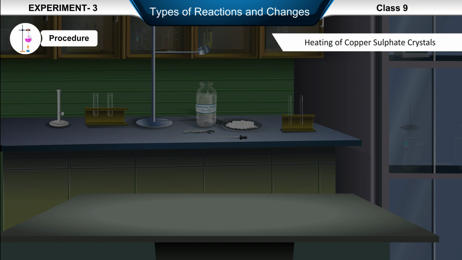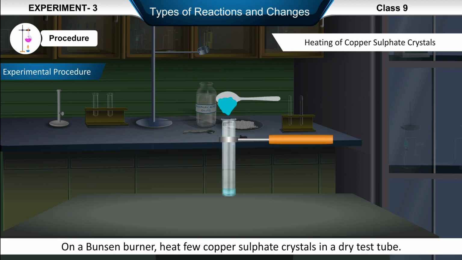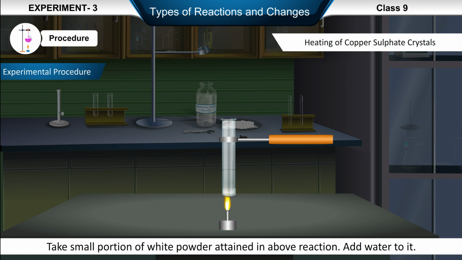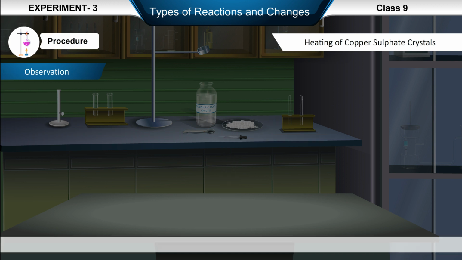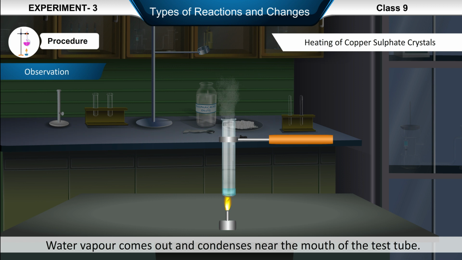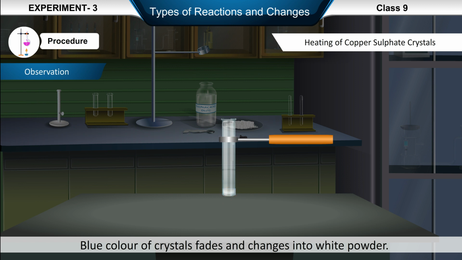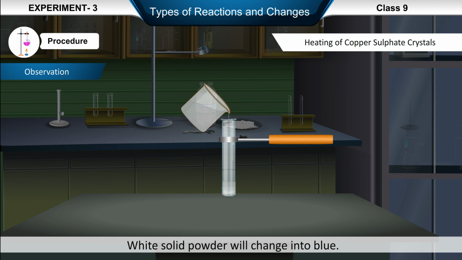4. Heating of copper sulfate crystals. Experimental procedure: on a Bunsen burner, heat a few copper sulfate crystals in a dry test tube. Take a small portion of the white powder obtained in the above reaction. Add water to it. Observation: water vapor comes out and condenses near the mouth of the test tube. Blue color of crystals fades and changes into white powder. White solid powder will change into blue.